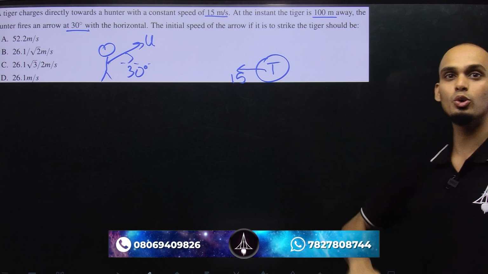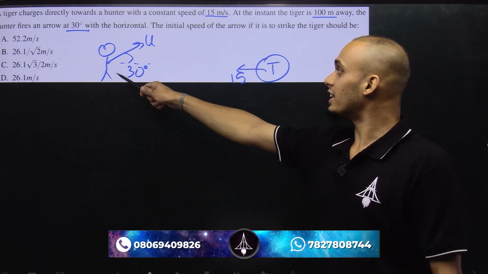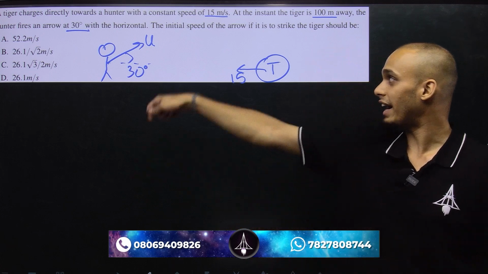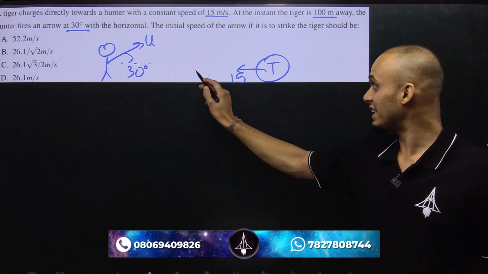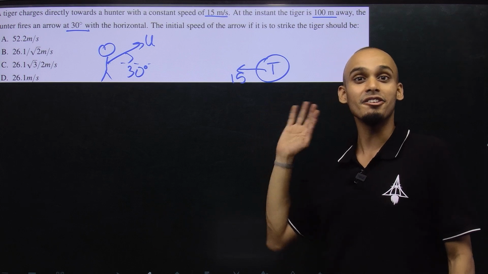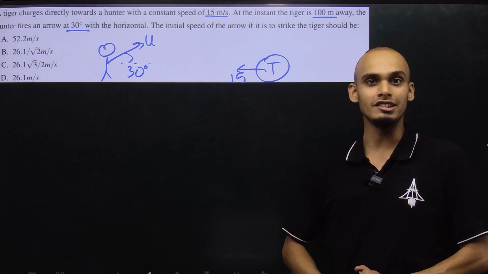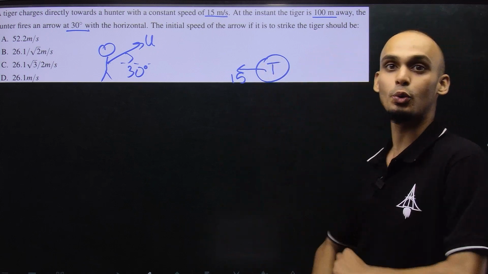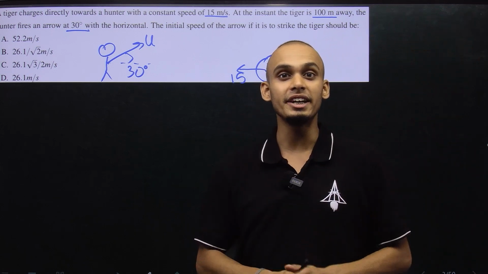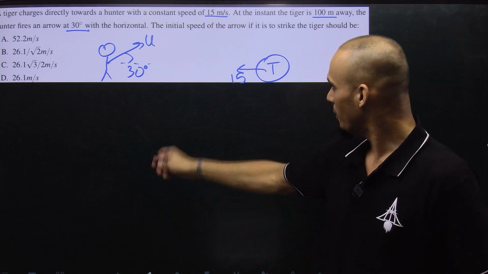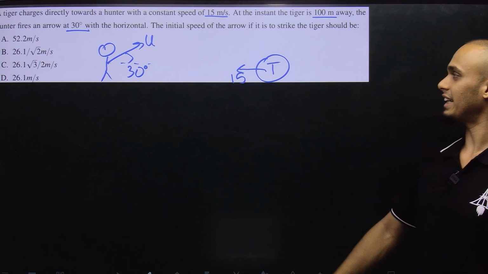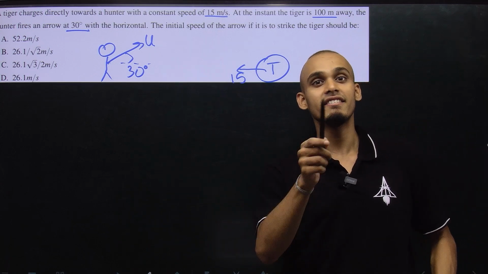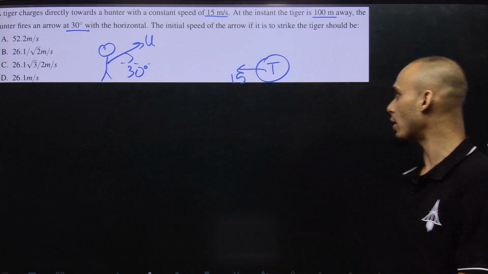Now again, there are two ways of doing this. You can either assume that the hunter will have enough judgment that he will fire the arrow such that it will land at the exact spot that the tiger will be when the arrow hits the ground. Otherwise, you can assume the tiger to be at rest and then calculate the relative velocity of the arrow moving towards it. In that case, the arrow will have to cover 100 meters, but its speed will now be different. Let's see how to do it.